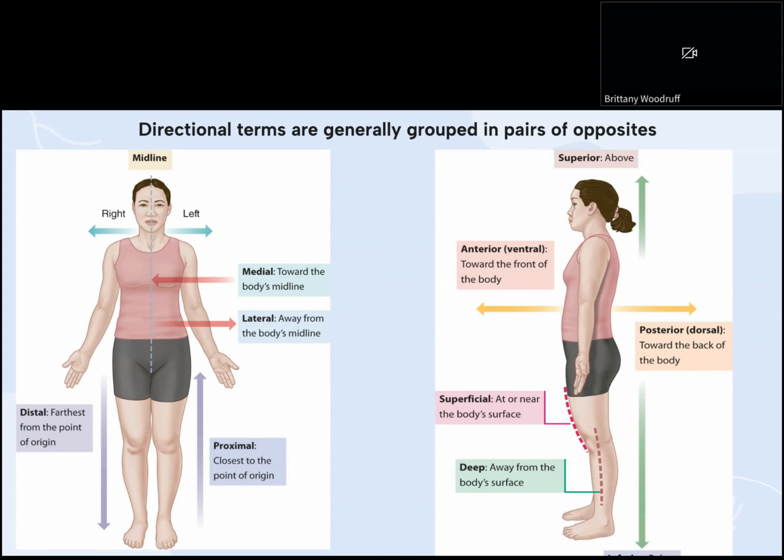So posterior is towards the back of the body. Okay. Superficial and deep. If you say somebody's superficial, they are only interested in looks, right? Beauty's only skin deep, whatever they say, right? Superficial, you are talking about what's near the body's surface. Deep is going to be away from the body's surface.